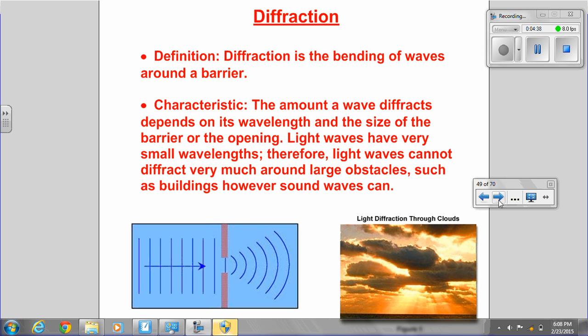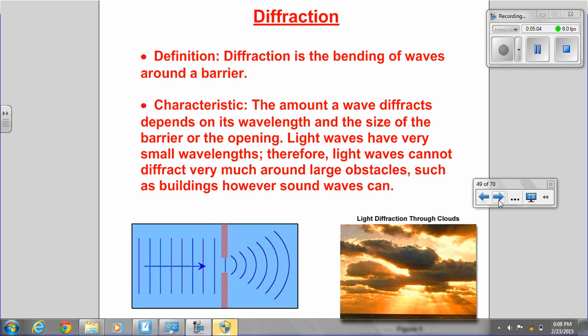Diffraction. Now diffraction and refraction sound alike, and they actually have some similarities. Diffraction is the bending of waves around a barrier. So they both involve the bending of waves, but bending in different situations. A wave will diffract depending on its wavelength and the size of the barrier or the opening that the wave is trying to go through.